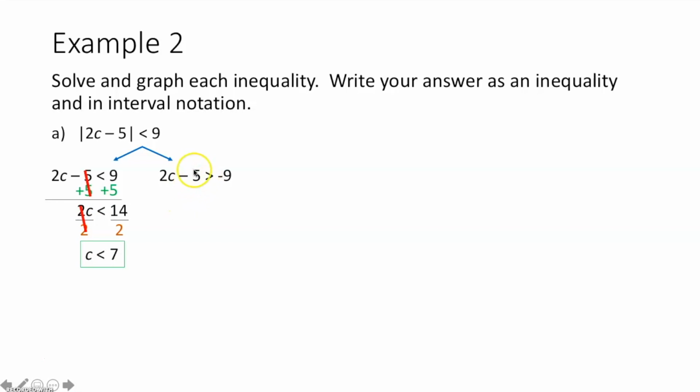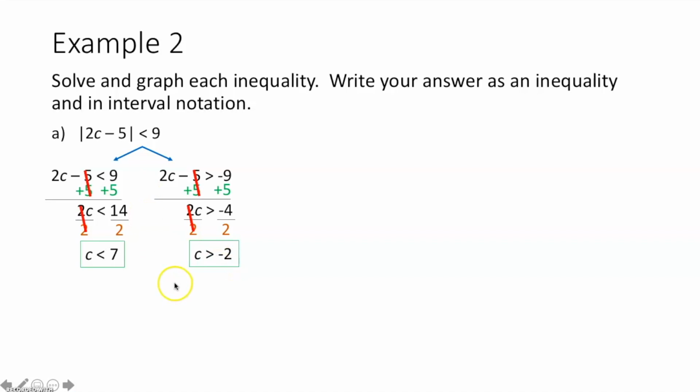On this side, again, add 5 to both sides to get this minus 5 to the other side. That way these cancel out, and negative 9 plus 5 is going to give you negative 4. Then I have 2c is greater than negative 4, so to get rid of this 2, I need to divide both sides by 2 like I did over here. That way the 2's cancel out, and I get c is greater than negative 2.